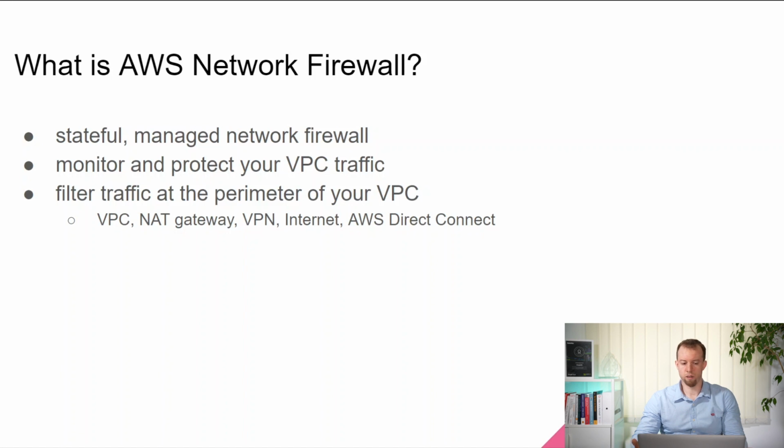For example, between two VPCs, or to a NAT gateway, or to a VPN if you want to filter the outgoing or incoming traffic from an on-premise network. And also you can do the same if you are communicating with the internet from your services.